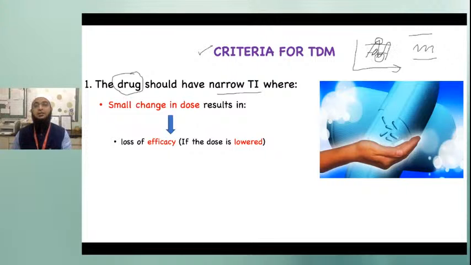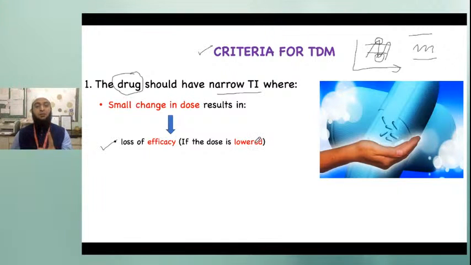Whenever the drug concentration goes below the normal range, because the drug has a narrow therapeutic index, in that case it may lead to loss of efficacy. So if the dose is lowered or is just slightly lower, then in that case also there is loss of efficacy.